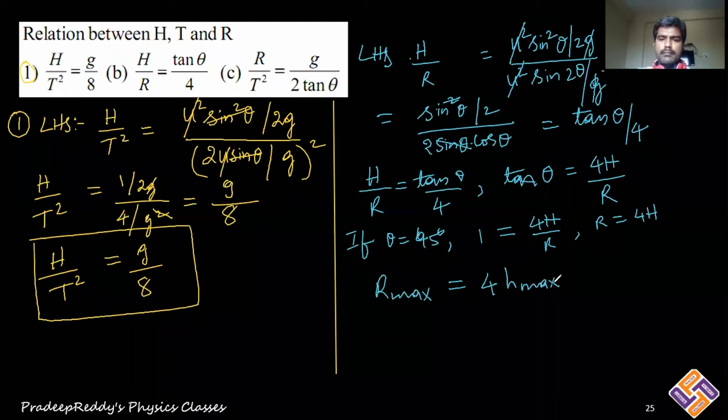Clear? So that is the relation between the maximum height traveled by the projectile and the maximum range. So simply you can write R maximum is equal to 4h, where h is the maximum height reached by the projectile for an angle of 45 degrees. That is equation number 2.